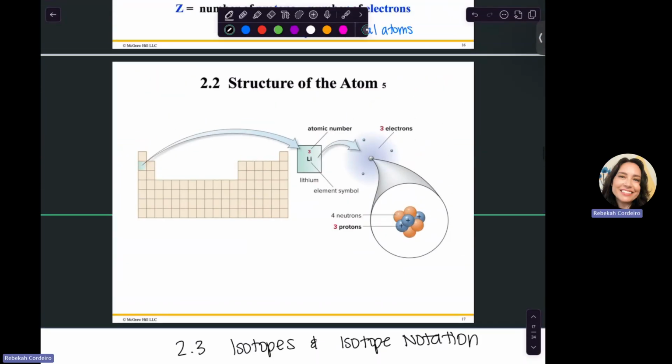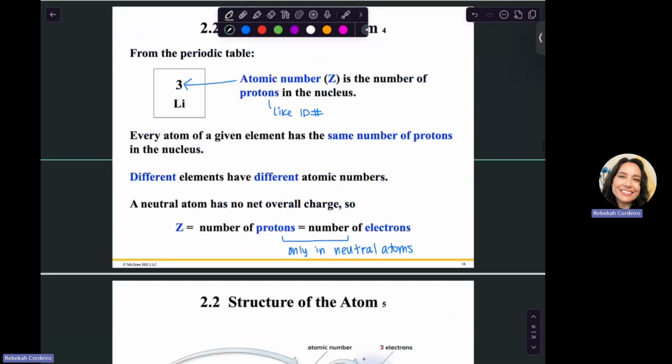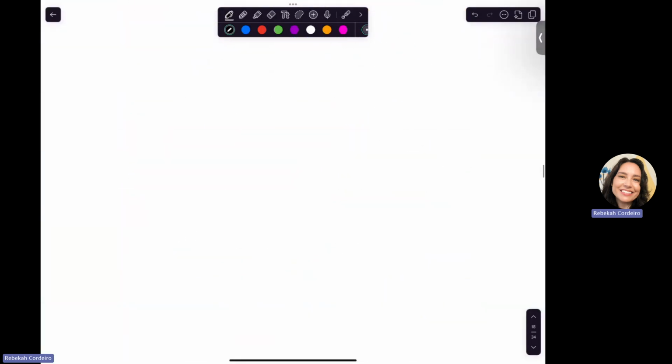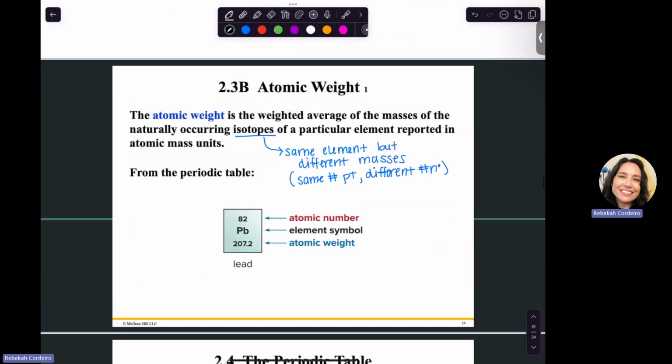Hi, I've missed a section in here, so I'm going to have to go back really quickly and give you this information. This is part of section 2.3, which is right after we talk about the structure of the atom. We know we have protons, neutrons, and electrons. And then right before we talk about the atomic weight, the average atomic weight.